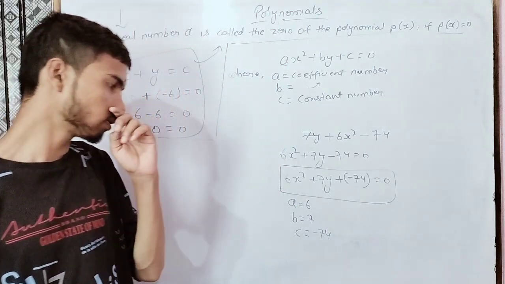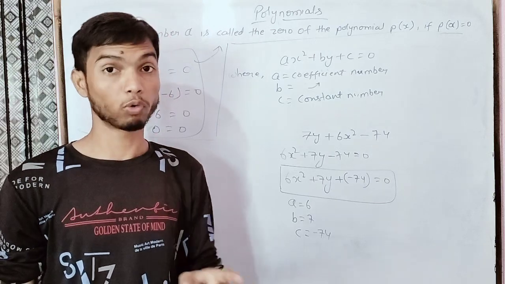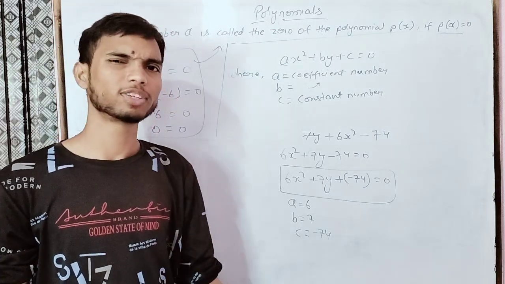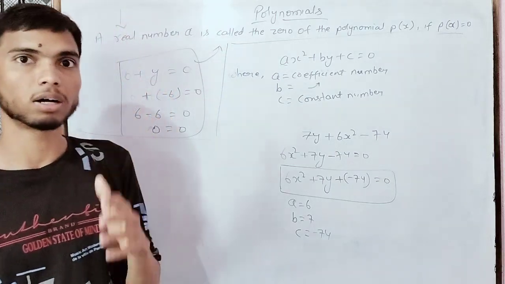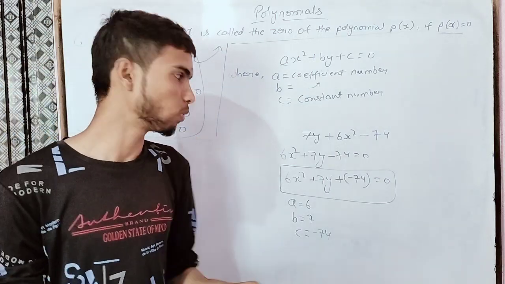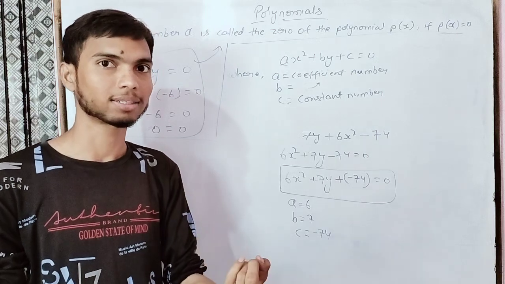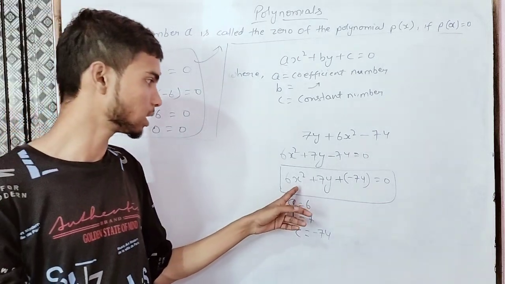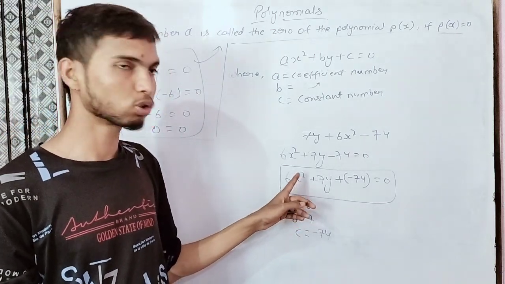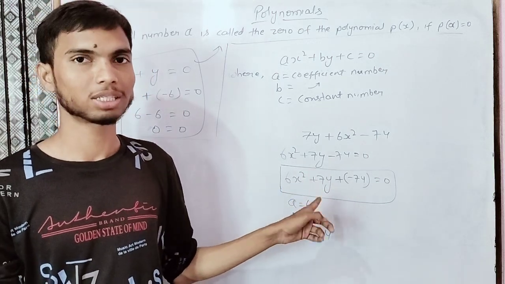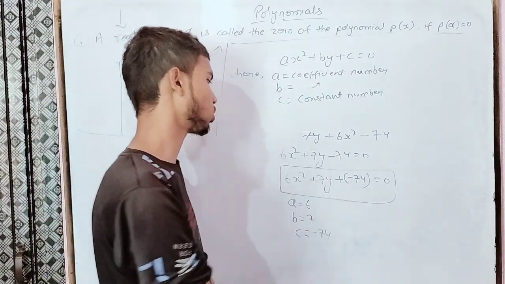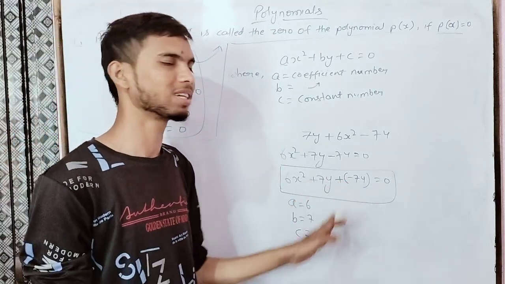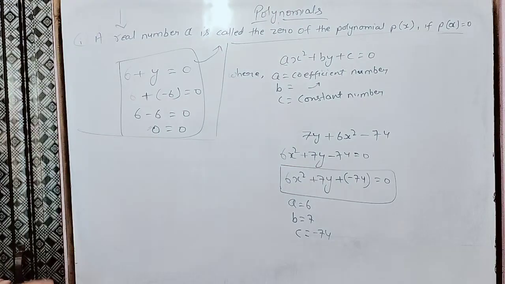Now the question might ask, what is b? You would say coefficient number. What is c? You would say constant number. What is x? You would say variable. What is the 2 which is with x, x raised to power 2? You would say 2 is an exponent. This plus is an operator. This minus is an operator. If a question is asked to you, then you have to answer like that. Okay. Simple.